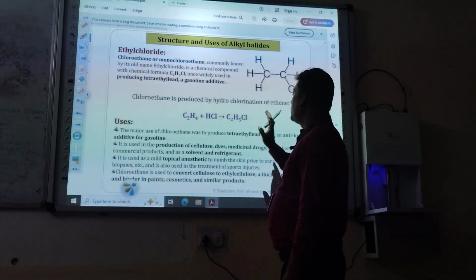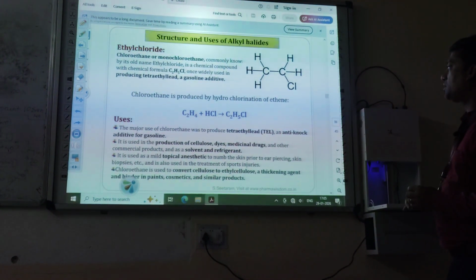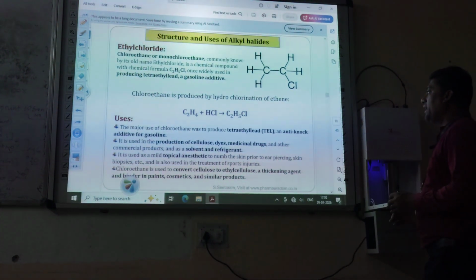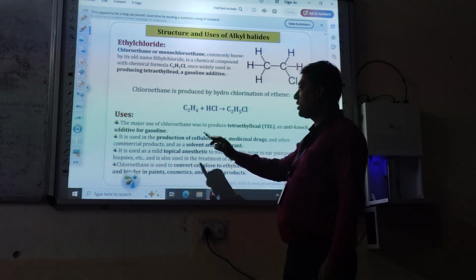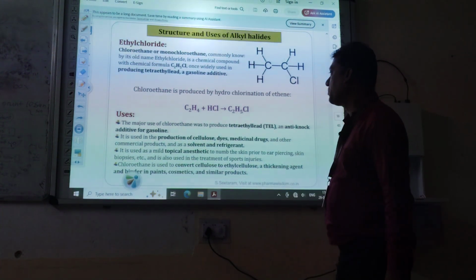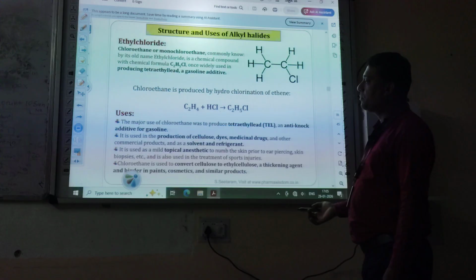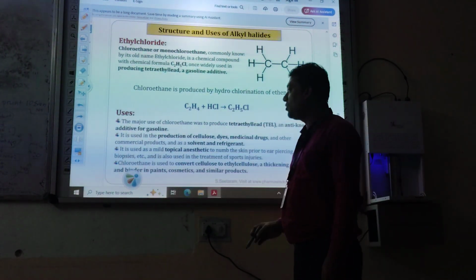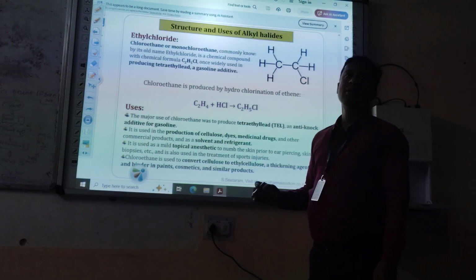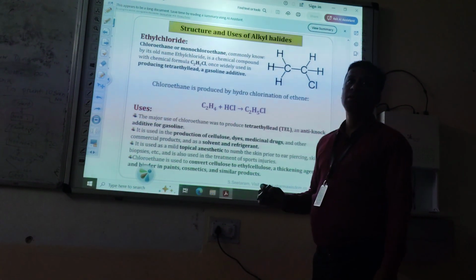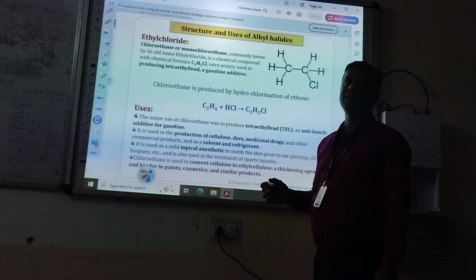C2H4 plus HCl gives C2H5Cl. And uses: the major use of chloroethane was to produce tetraethyl lead, TEL, an anti-knock additive for gasoline. It is used in the production of cellulose, dyes, medicinal drugs and other commercial products. What is cellulose? Cellulose is also present in timber.